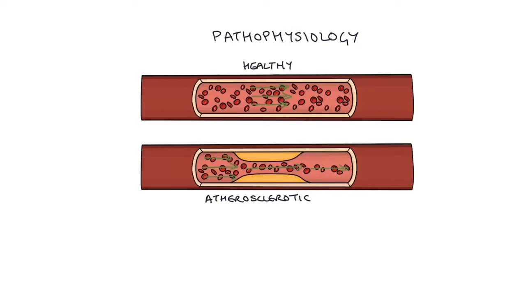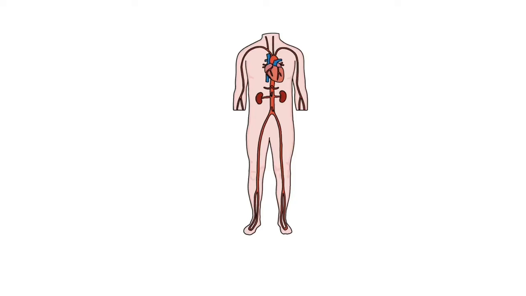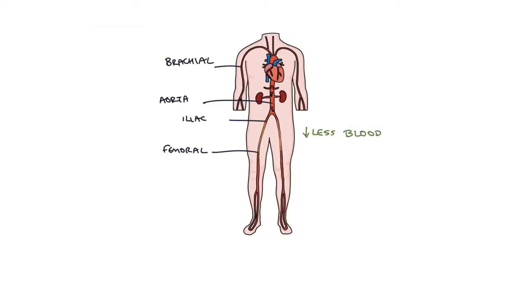So if you look at this diagram of the full human body and the different main arteries in the body, and you imagine that the femoral arteries here have become diseased with atherosclerosis. Now what happens is this causes a reduction in the amount of arterial blood that can flow to the lower limbs. So this is what we call peripheral vascular disease.